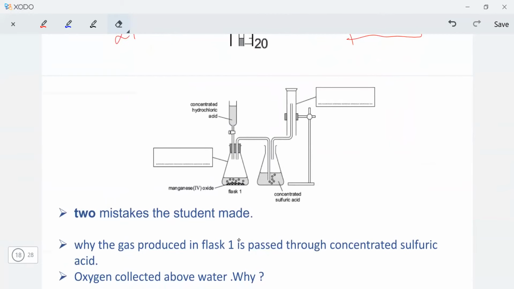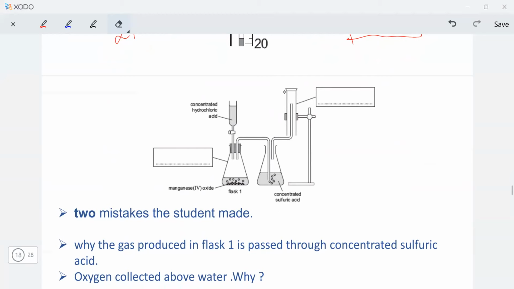Okay, so here I do have a diagram. This is gas collection. Sometimes I'm going to tell you a gas is more dense or less dense. How can I collect the gas which is more dense? In this question, it is telling you that I have chlorine gas, and chlorine gas is more dense than air. So how can I collect it? What is the mistake in this diagram?